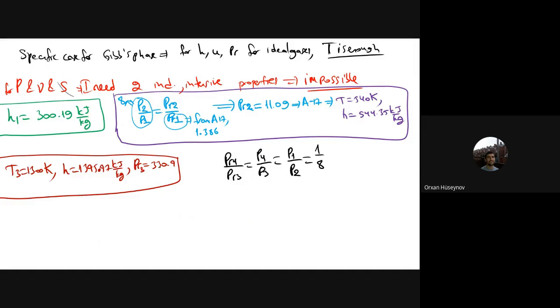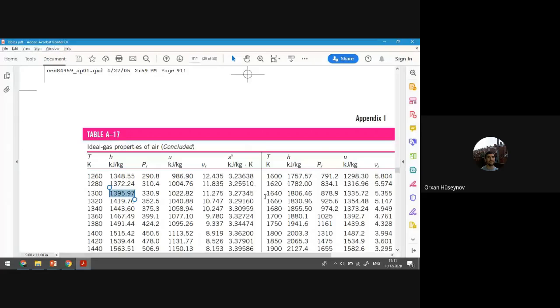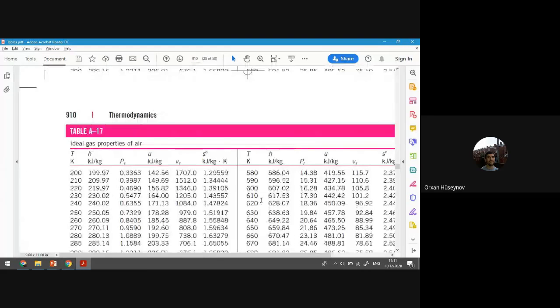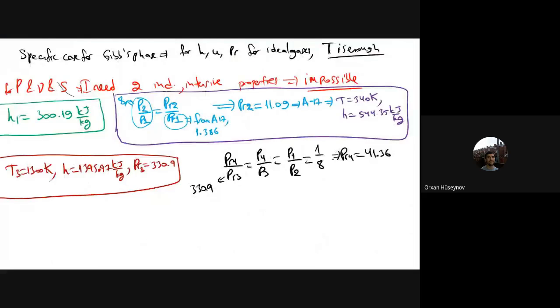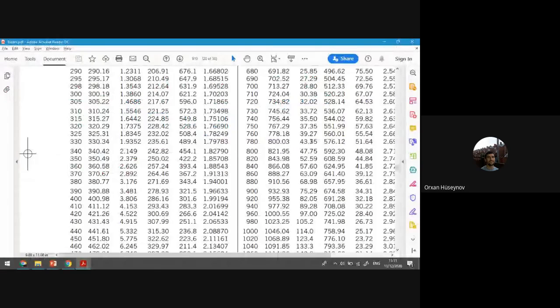And the PR3, we have found it, and now comes that PR4. PR3 is given here, which is 330.9. And if you do that calculation, you will have 41.36. Okay. Now I'm again going to the chart here for that value of the PR4. Okay. Let's go back to the chart. PR4 value, which is 41.36. You can see that the value here is in between.